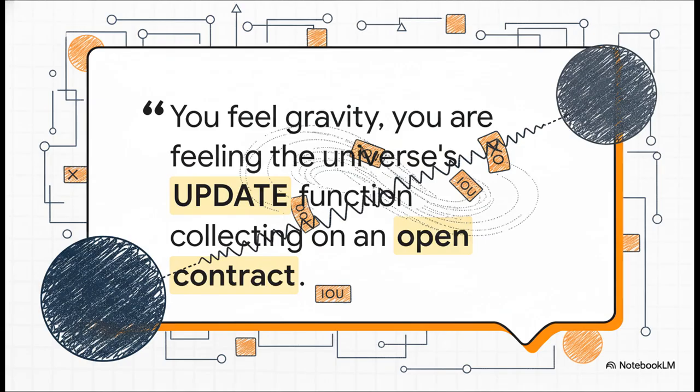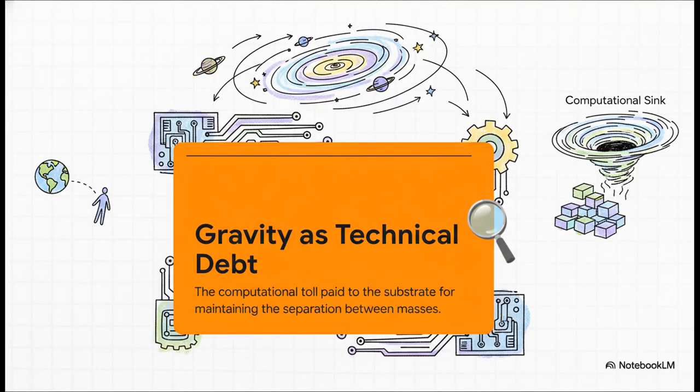Maintaining that separation costs the system resources. It costs memory. And the universe, being efficient, wants to close that IOU. That pressure, that feeling of being pulled, that is the universe trying to collect. That's what we call gravity. So here's the bottom line. Gravity becomes a form of technical debt. It's the constant computational price the universe has to pay to maintain structure and complexity, the thermodynamic toll for keeping you and the Earth as 2 separate, distinct things.